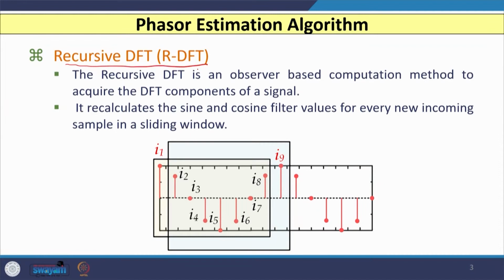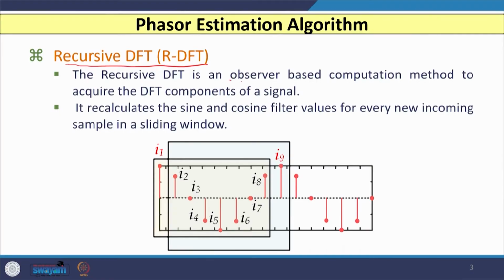Now, in today's class let us extend our discussion and discuss the recursive DFT. The recursive DFT is an extension of our conventional full cycle DFT, and in this DFT an observer based computational algorithm is used to acquire the components or the samples from the signals. In this algorithm the recalculation of sine and cosine filter values is carried out for every new incoming sample in a particular window.